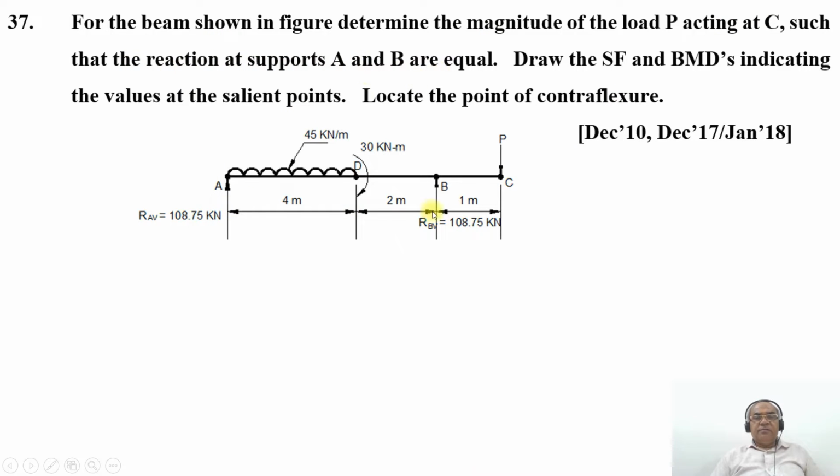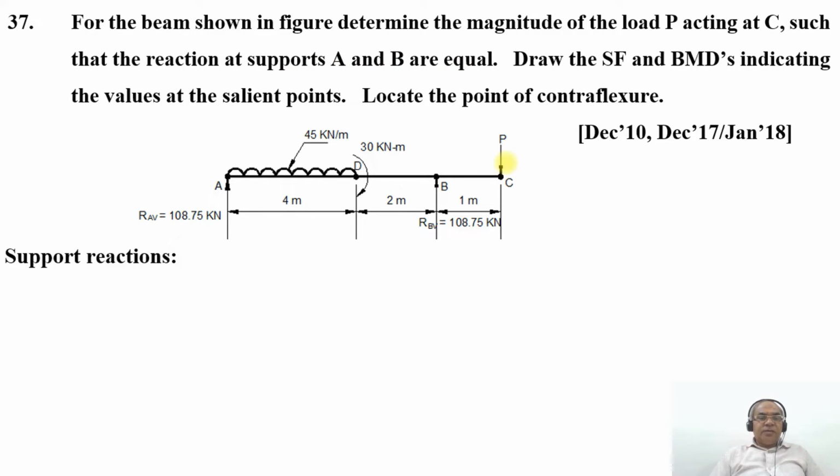A and B are equal. Suppose A and B should be equal. Draw the SF and BMDs indicating the values at the salient points and locate the point of contraflexure. Since he has given the reactions of the support should be equal, what should be the load?